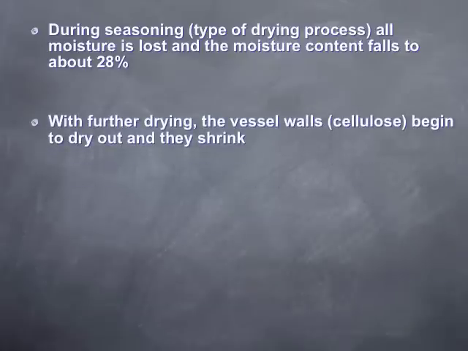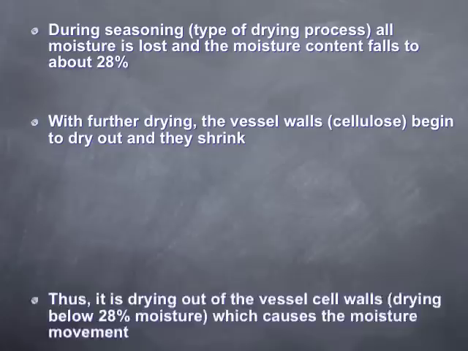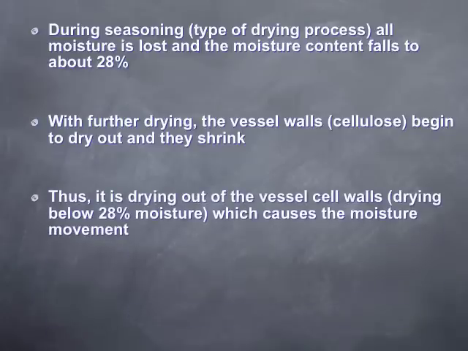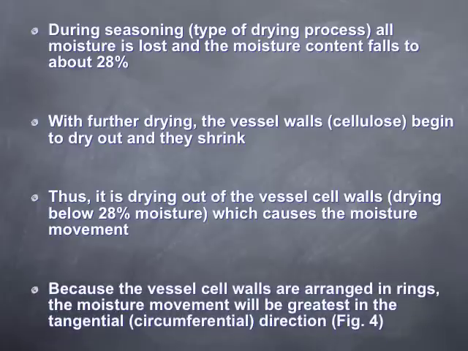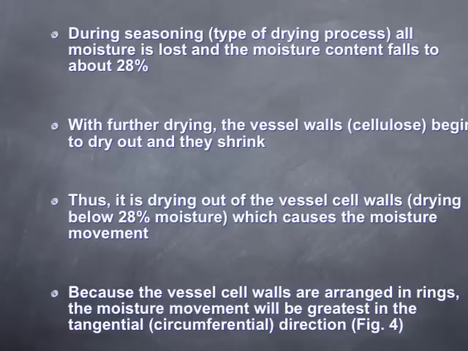Therefore, during seasoning, which is a type of drying process, all the moisture content falls to about 28%. With further drying, the vessel walls, cellulose, begin to dry out and they shrink. Thus it is the drying out of the vessel cell walls which causes the moisture movement. Because the vessel cell walls are arranged in rings, the moisture movement will be greatest in the tangential or circumferential direction, which is figure 4.